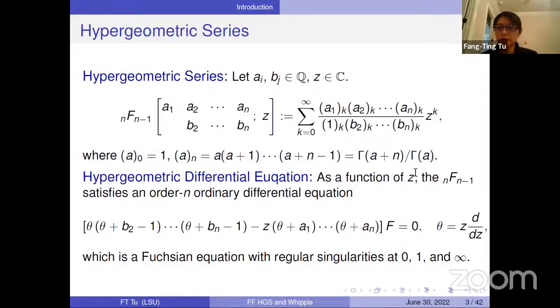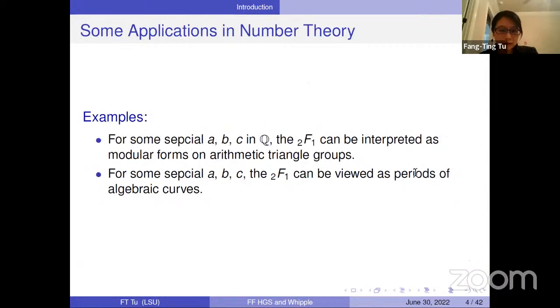So for the 2F1 function, it satisfies a second order hypergeometric differential equation with singularities 0, 1, and infinity. So the monodromy group is a triangle group. Yeah. So this gives us an application that if we consider modular forms on arithmetic triangle groups, then they can be expressed in terms of hypergeometric functions.